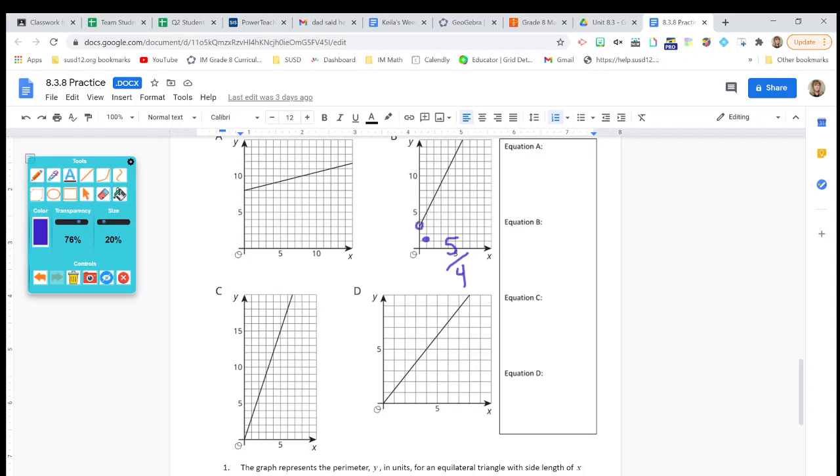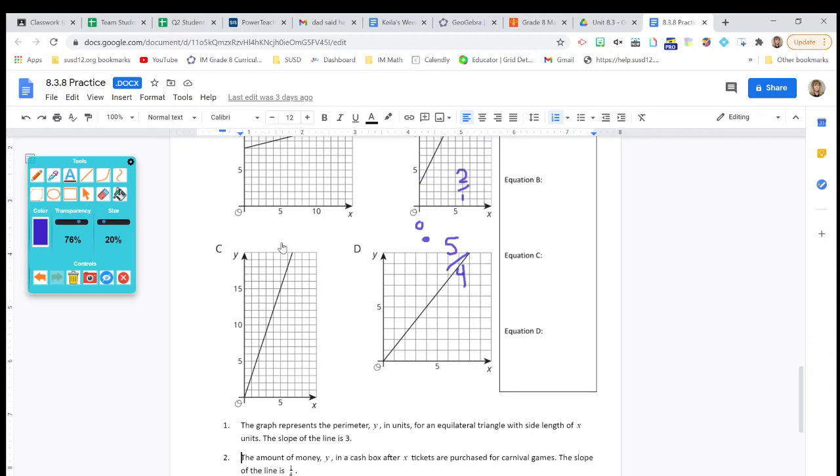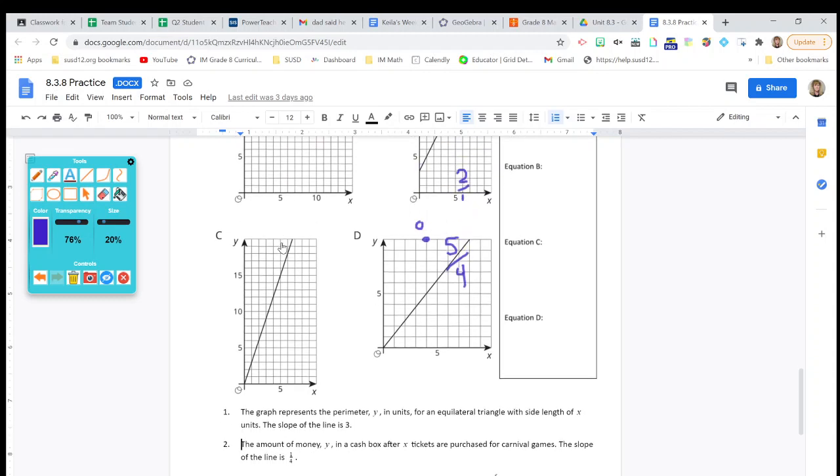This graph goes up 2 and over 1. Up 2 and over 1, up 2. So this graph's slope is 2 over 1. Okay, I got it. So back to number 3, the number of chapters read, y, after x days, the slope of the line is 5/4. That is graph D. Put a D there. And then let's make an equation for the line in graph D.